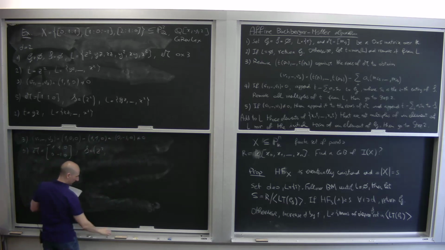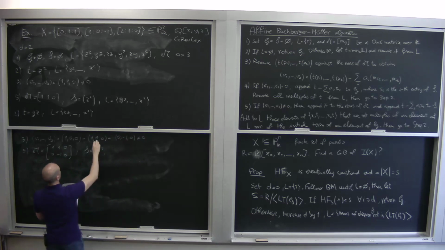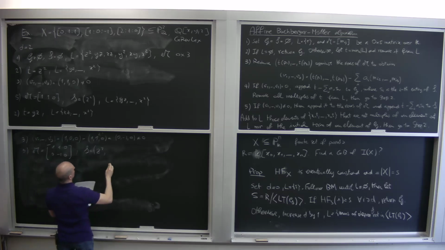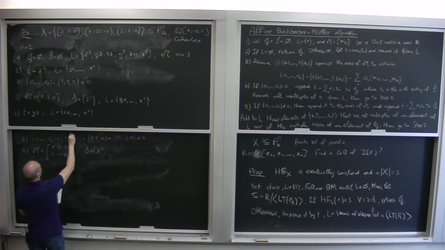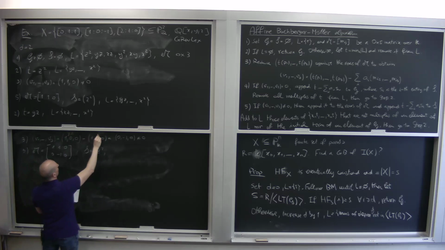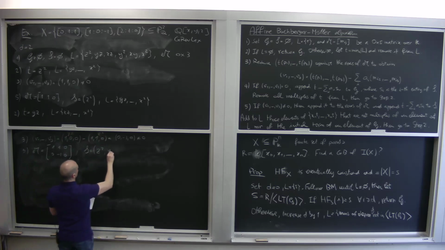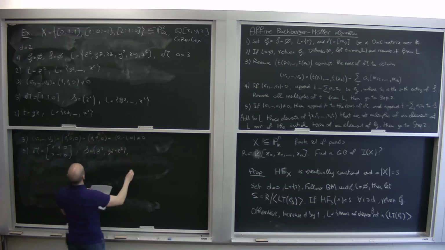Now, what are these? This was coming from Z squared, right? And this is coming from, no, sorry. This is coming from this. What am I saying? This is coming from YZ. And this is coming from Z squared. Yeah, okay, thank you. So this will be YZ minus Z squared, and then L is the rest.